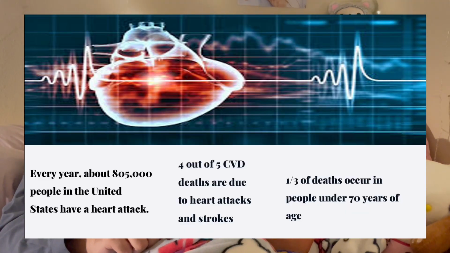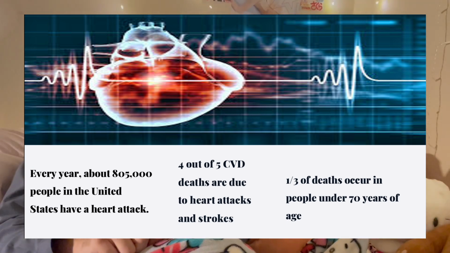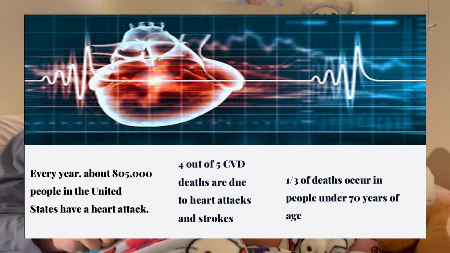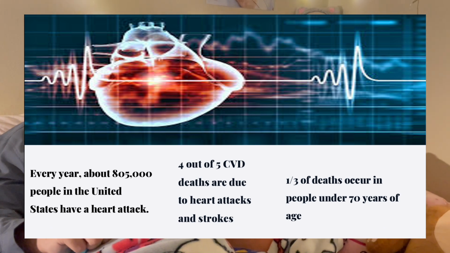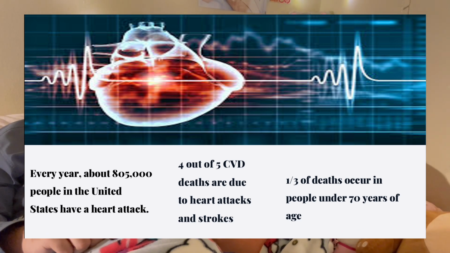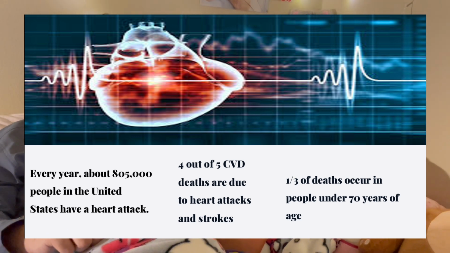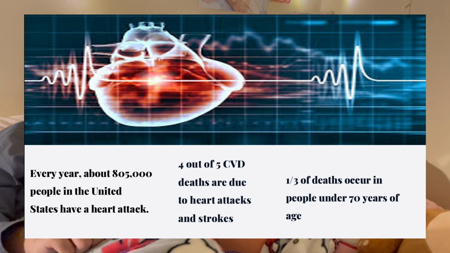So, before we get into any examples, let's learn a little bit more about the cardiovascular system. Heart attacks affect around 805,000 people every year, and 4 out of 5 cardiovascular-related deaths are because of a heart attack or stroke. And 1/3 of deaths for people under 70 years of age are because of cardiovascular related diseases.